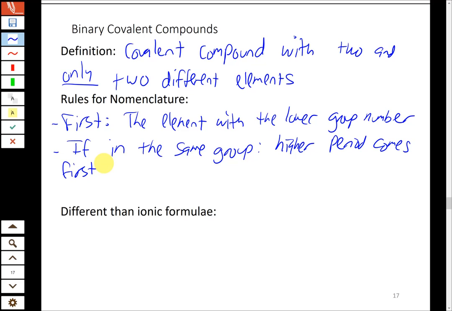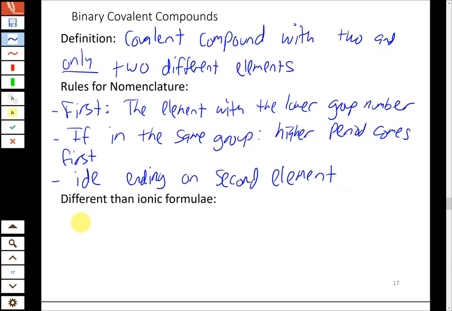So those are the conventions, but like I said, they're not terribly important because usually in the context of the problem, it'll be obvious what order the elements need to come in, but we do still put an IDE ending on the second element. So even though we're not really forming ions in these compounds, these are all covalent compounds that we're dealing with, you still use the IDE ending on the second element. So again, carbon monoxide, not carbon monooxygen.